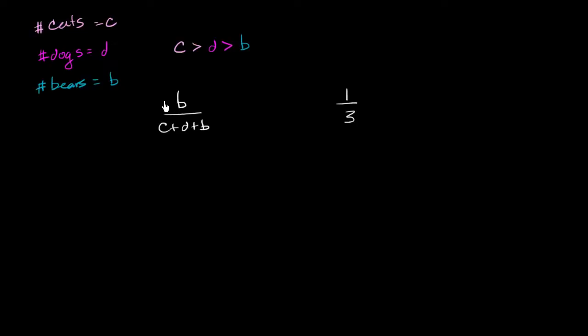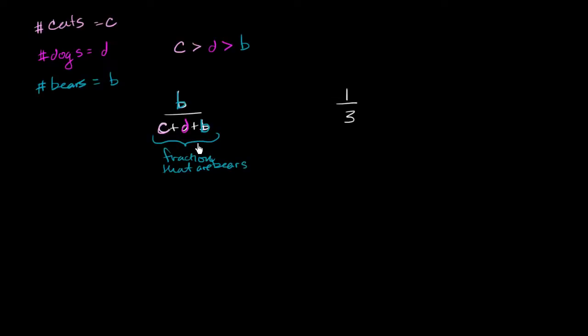This is B, the number of bears, over the number of cats plus the number of dogs plus the number of bears. So it's the number of bears over the sum of all the animals. So it's the number of bears over all of the animals. So this really is the fraction that are bears. Now, this question really reduces to, is the fraction that are bears greater than 1/3, less than 1/3, equal to 1/3, or can we not tell?